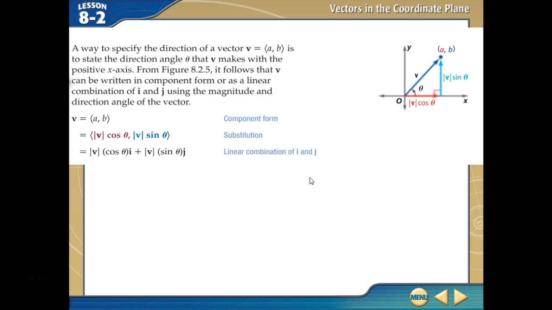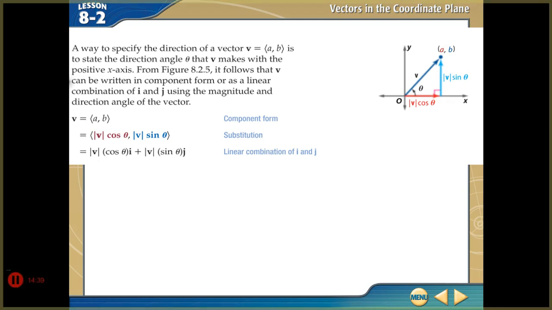Okay. Another way that we can look at vectors is in terms of components, and this just goes back to our triangles. If I have a vector and I know its angle, then I can use sine and cosine to figure out my components. And then I can use those times a unit vector to figure it out.